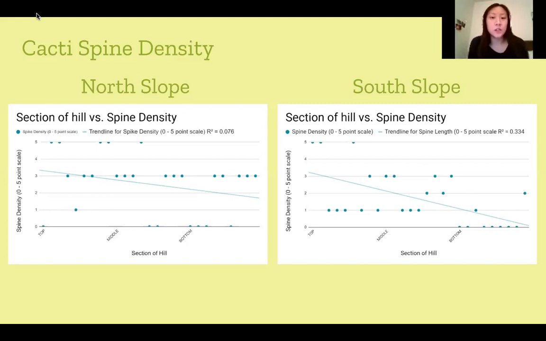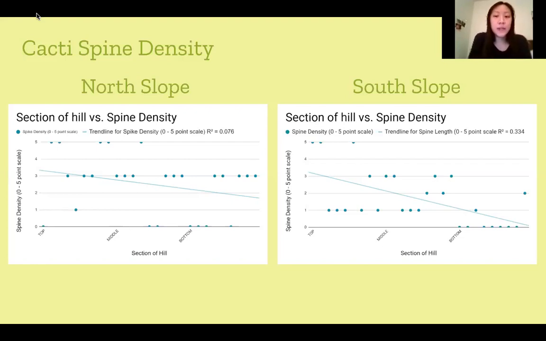There was a stronger correlation, an R-square value of 0.3. As we went down the hill, you can see that the spine density went from the more dense spines to the not as dense spines. That's also because as we went down the hill, our encounter rate of cacti just decreased basically to 0 for some of our throws.